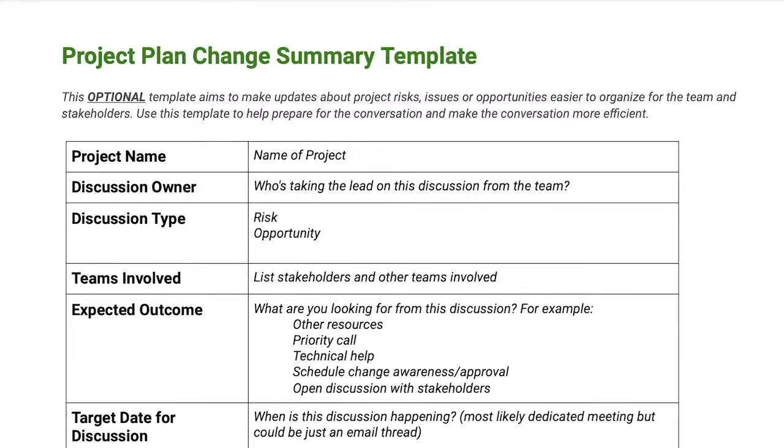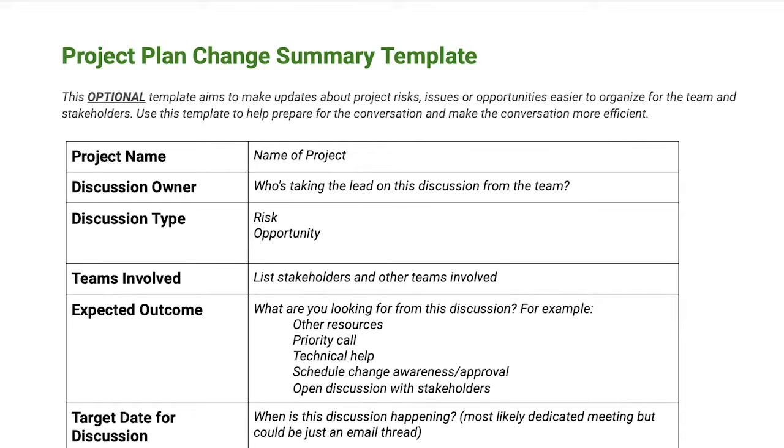You and your stakeholders will use these forms in order to stay on top of and adequately manage any changes. Since a lot of people with different roles on the project can fill out these forms, it's important for the forms to be self-explanatory and very thorough. In the provided template, which uses a 2x10 table, you'll need to include information in the cells such as the project name, the discussion owner, who's taking the lead on this discussion from the team, discussion type. You'll want to let your audience know if you'll be discussing a risk, opportunity, or anything else.